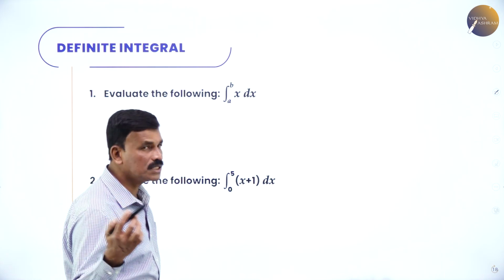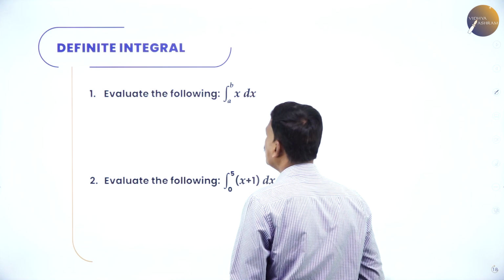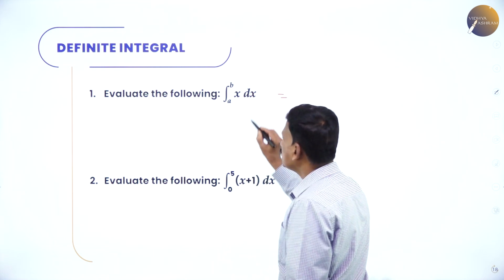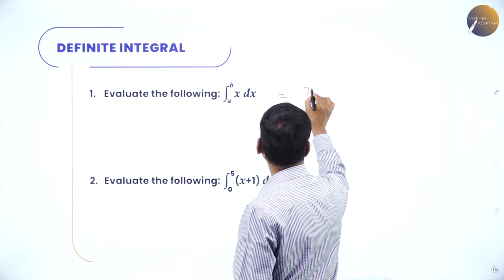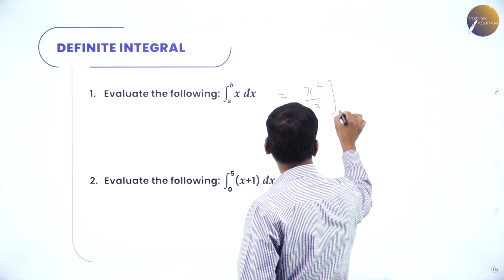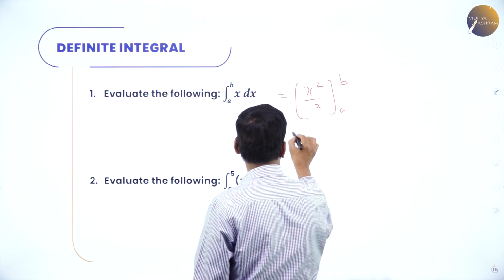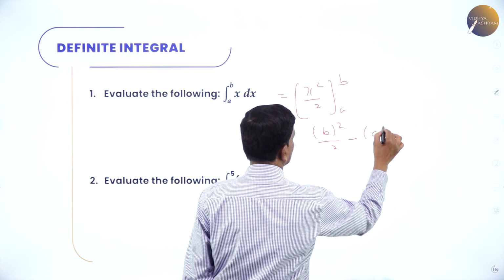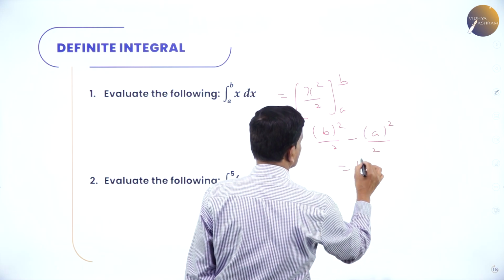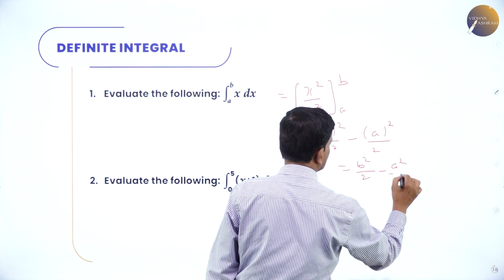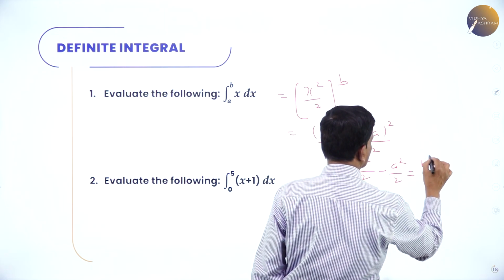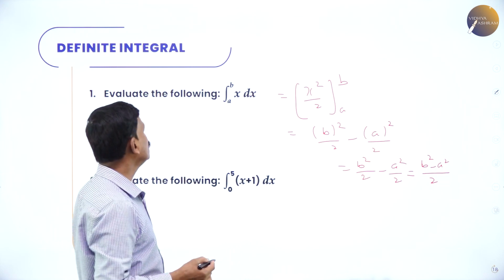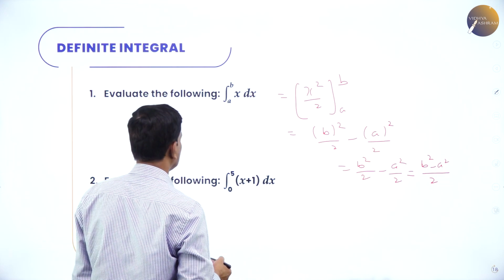Now, let us take a small example based on this. Evaluate integral a to b x dx. This is just an ordinary integral. Integration of x to the power of 1 is x square by 2 between limits a to b. Apply the upper limit b square by 2 minus lower limit a square by 2. So this is equal to b square by 2 minus a square by 2. If you want, you can take the LCM: b square minus a square by 2. This itself is a definite value.